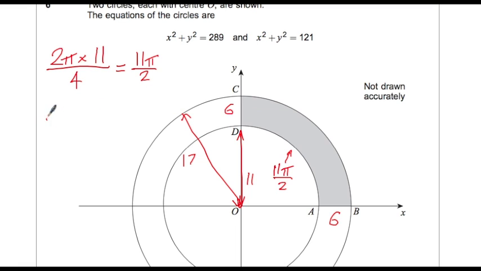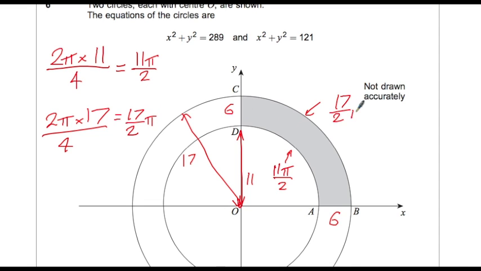And similarly for the one on the outside, that's going to be 2 pi times 17 divided by 4, because it's a quarter of the circle, which is 17 over 2 pi. Right, so now I just need to add those all up. So 6 plus 5.5 pi plus 8.5 pi gives me 59.9.